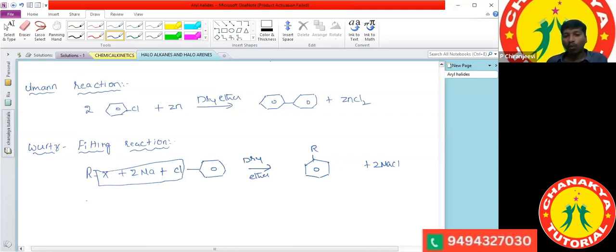To give you clarity, I'll give one reaction here. For example, if the alkyl halide I had taken is methyl chloride, CH3Cl, and it reacts with chlorobenzene, what is the name of the product it forms? Any guess? Anyone of you?